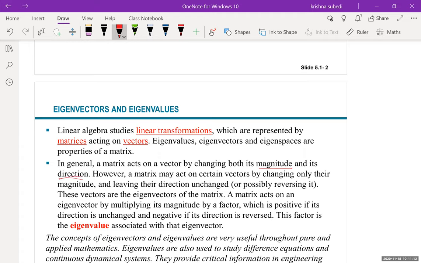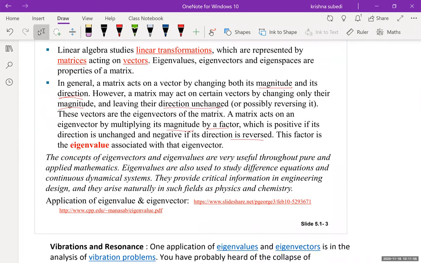However, a matrix may act on certain vectors by changing only their magnitude, keeping the direction unchanged, possibly reversing it. These vectors are the eigenvectors of the given matrix. So a matrix acts on an eigenvector by multiplying its magnitude by a factor, which is positive if its direction is unchanged. If the direction is reversed, meaning just the opposite direction, then the factor will be negative, and this factor is called the eigenvalue.